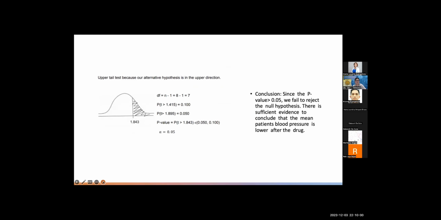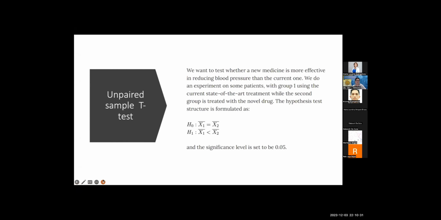So since the p-value is greater than 0.05, that is where our conclusion comes in, wherein we need to reject the null hypothesis. Therefore, we accept the alternative hypothesis and conclude that there is evidence of a real difference between the blood pressures of patients before and after taking the drug. Okay, so that's it for the paired.